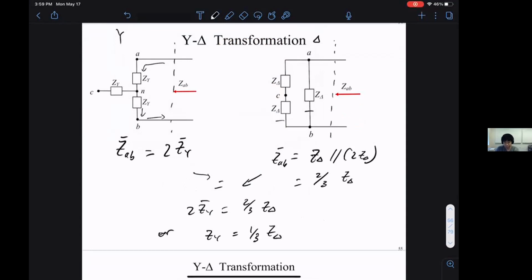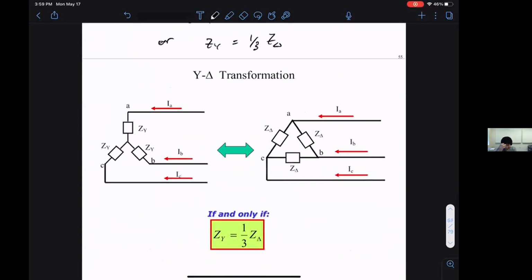So this says a Y connected load is equivalent to a delta connected load if and only if zy is 1/3 Z delta. This is a way to convert the load types. Any questions about this load conversion?